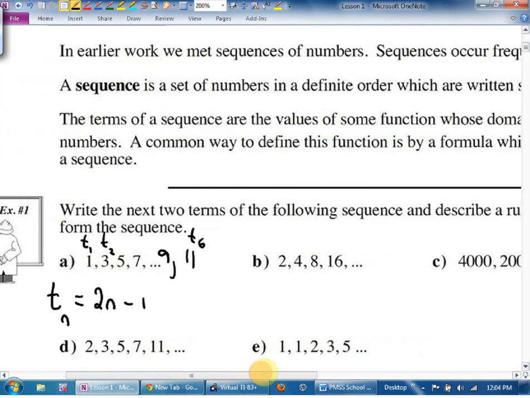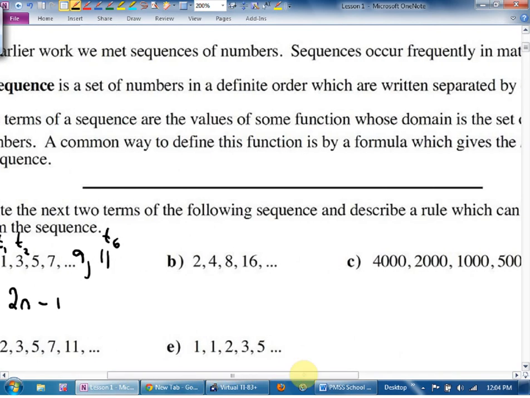B. What comes next? 32, 64. So this is term 1, term 2, term 3, term 4, term 5. This is term 6. Is there an equation that if I put a 6 in, I get 64 back? If I put a 5 in, I get 32 back?